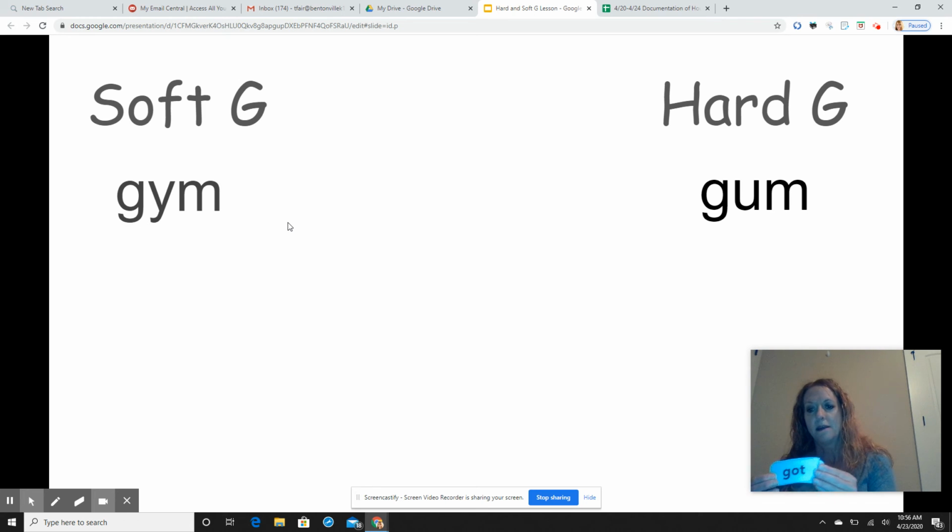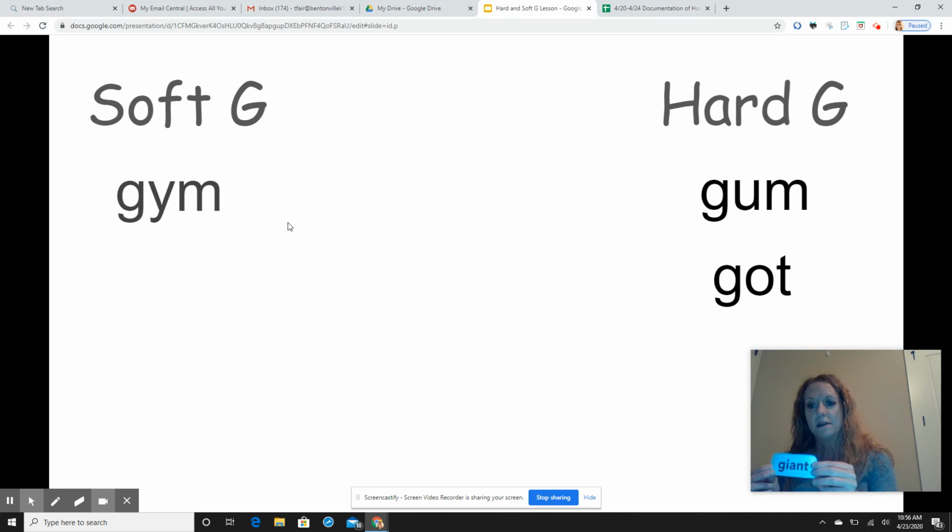This word has an O after it. Okay? It has an O after it. So it says the hard sound or soft sound? That's right. It says the hard sound. G-ot. Got. Okay? Let's look at the next one.